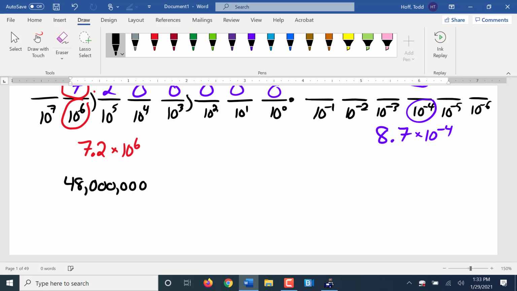We have 48 million to put in scientific notation. My first non-zero digit is the 4, so it's going to be 4.8. My decimal point started at the end, and it had to move over to here. How many spots did it move? 7 spots. This was a large number. It was bigger than 1, so that means it's a positive power of 10. So that's 10 to the power of 7.